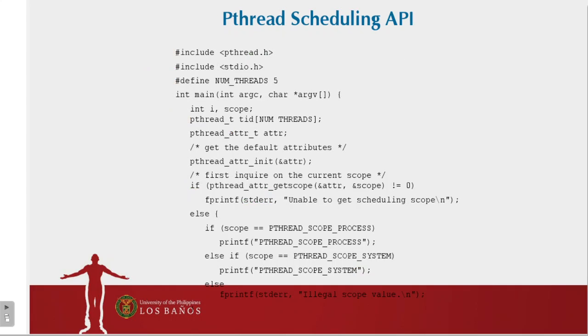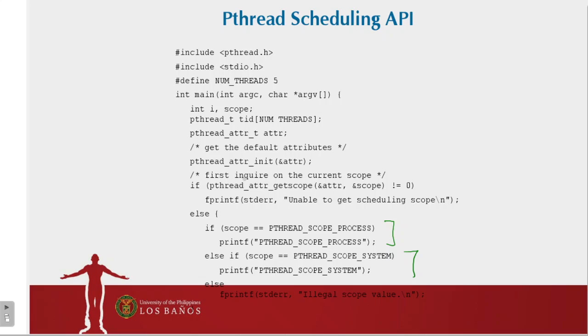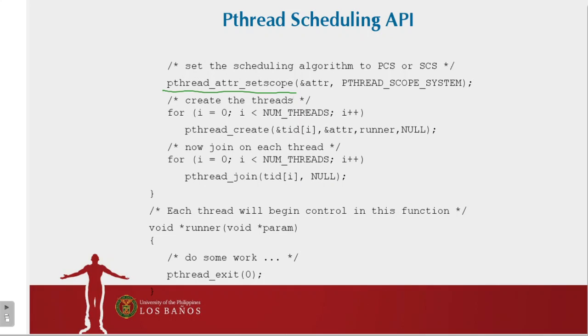So here's an example of pthread C code that determines the thread scheduling scope. It simply illustrates what functions are used to determine the thread contention scope, by using get scope and set scope.